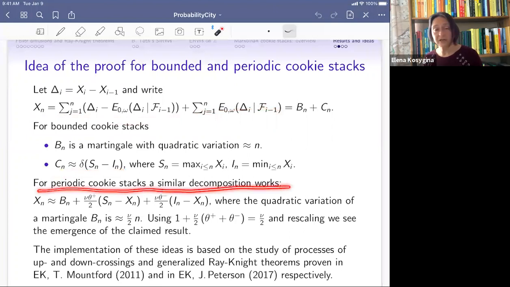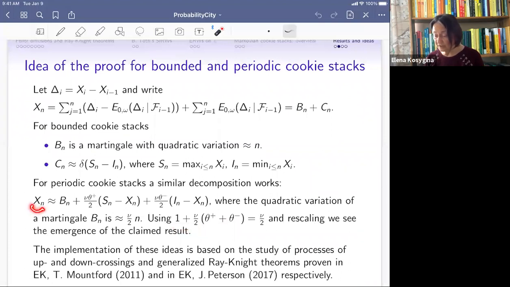For periodic cookie stacks, it's a bit more complicated. It was not obvious at all because you never finish eating the cookies. And when you are in the middle between minimum and maximum, the environment keeps changing. So what worked is that we were able to decompose Xn as Bn, this same Bn. And then what we did, we subtracted Xn from Sn and Xn from In, but the parameters here are different, so you don't get the range, you get something else. The quadratic variation of this martingale is nu over 2 times n, approximately.